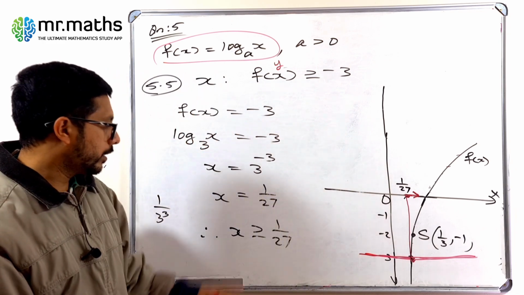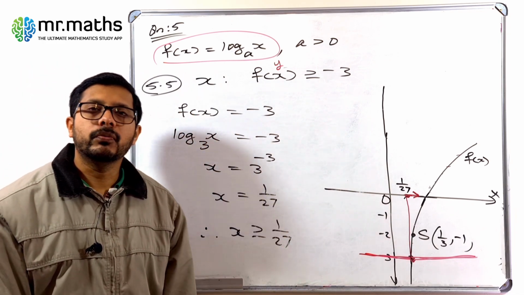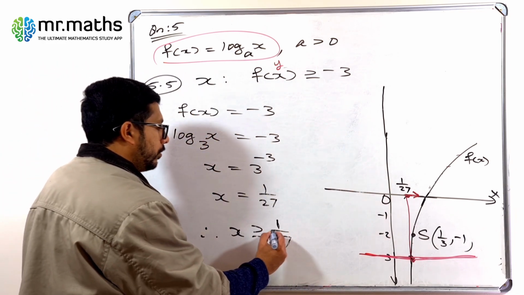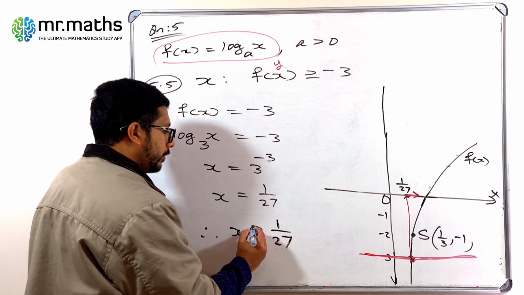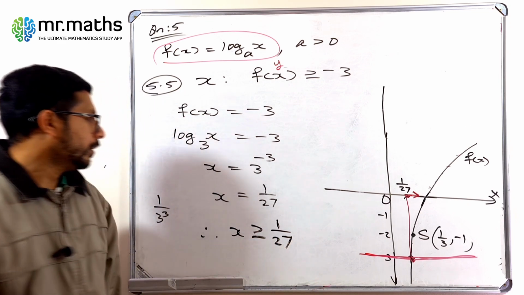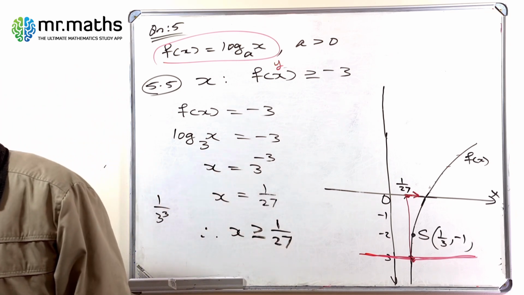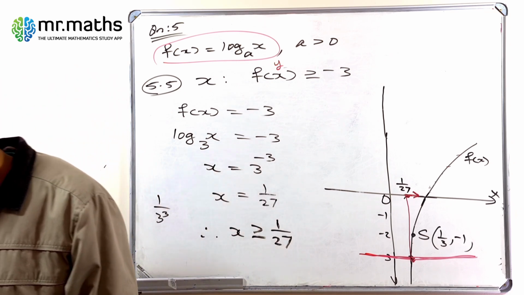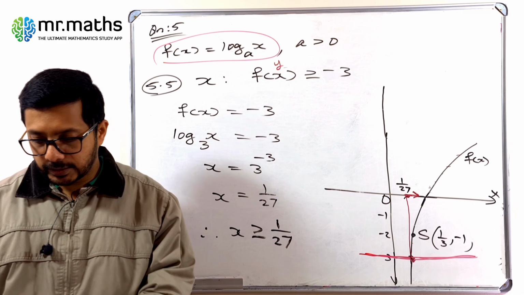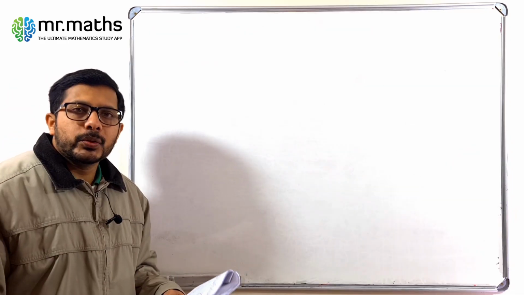Okay, so the answer is x is greater than or equal to 1/27. Okay, so that's the answer, and that's the end of question number 5. Now we have to go to question number 6. Next question, question number 6.